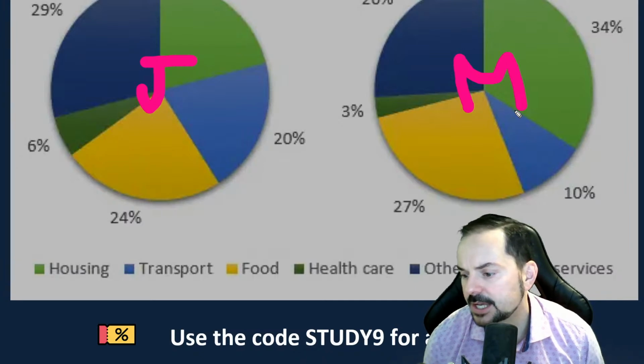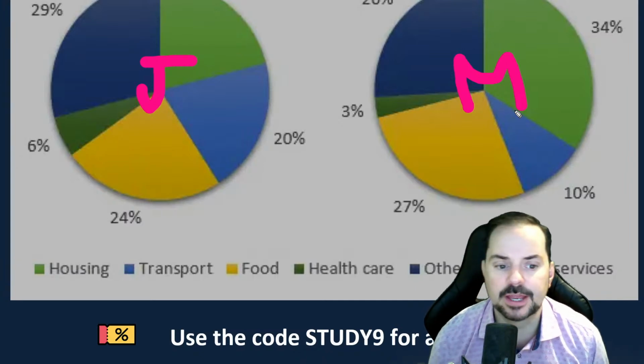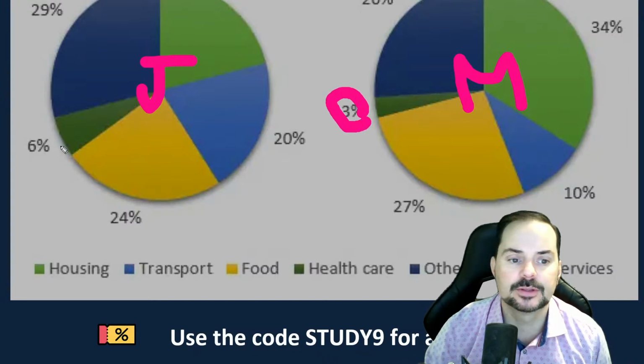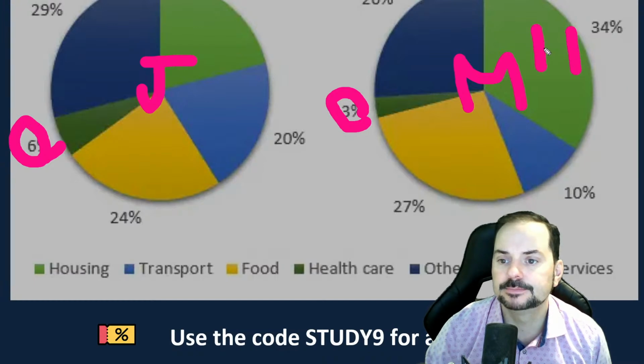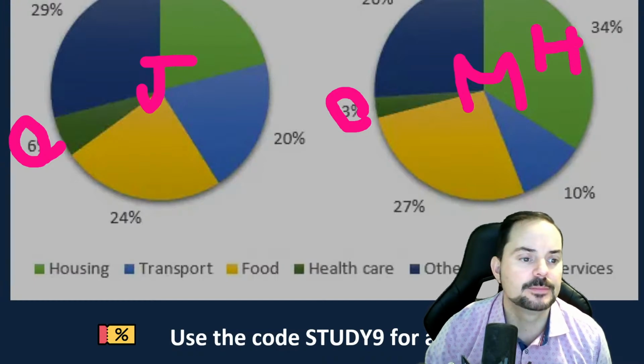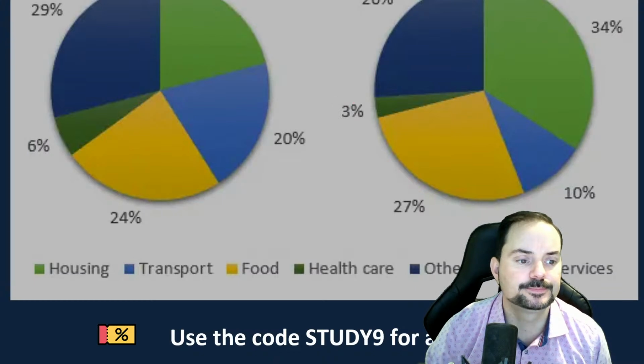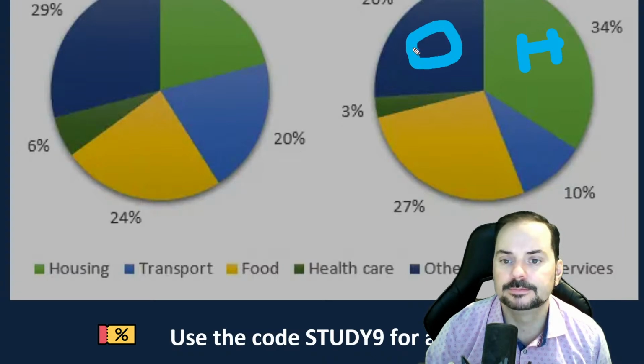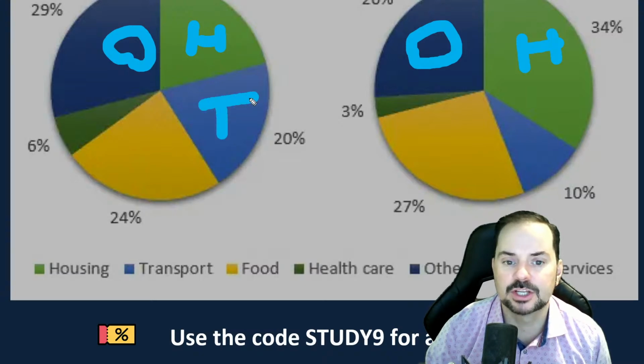So Karina says Malaysia spent a lot on healthcare. Healthcare is this here, so that's not true for sure. This is housing. Let me use a different color here. This one is other. This light blue one is transportation, and this is food.